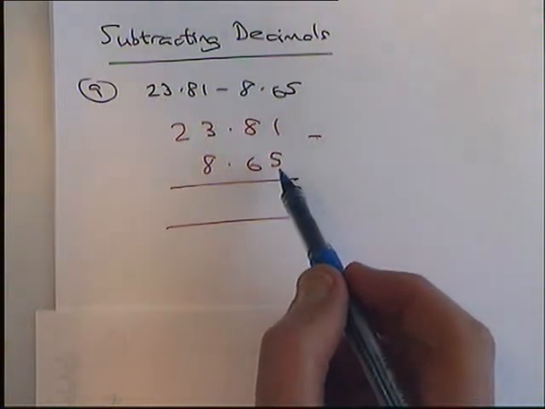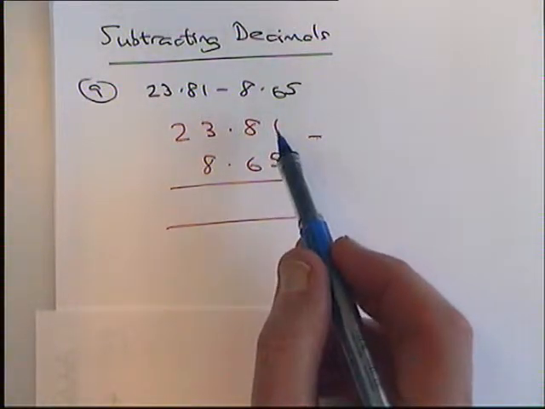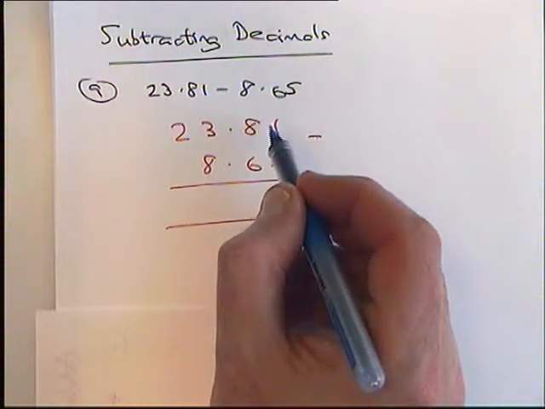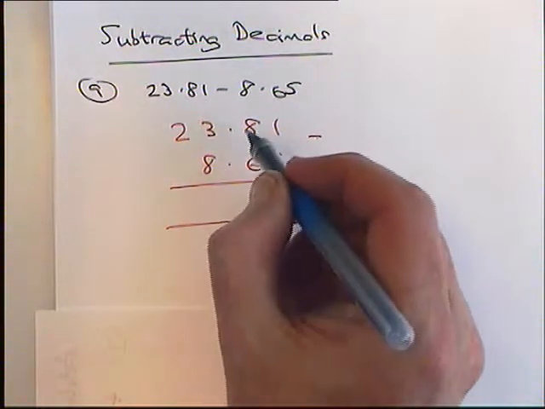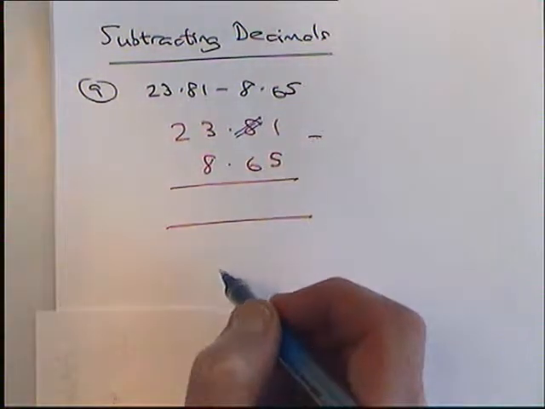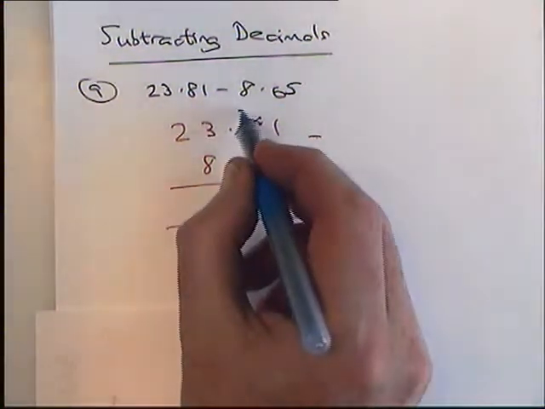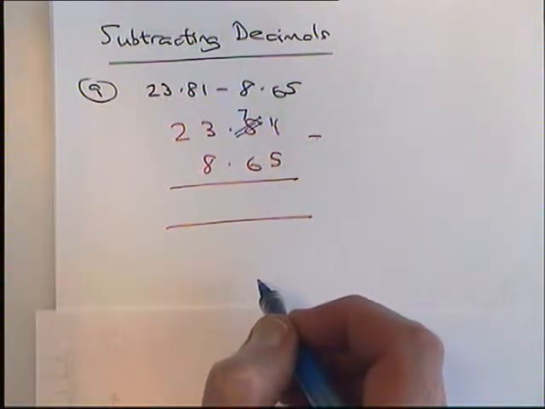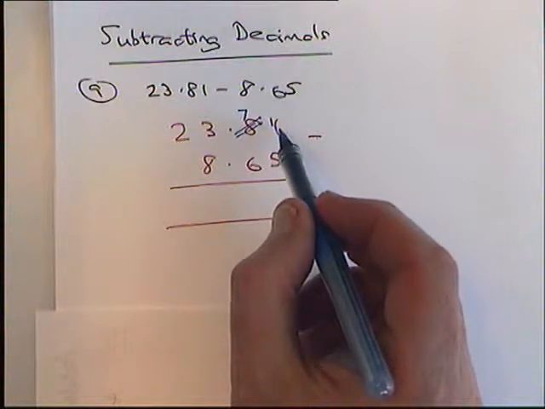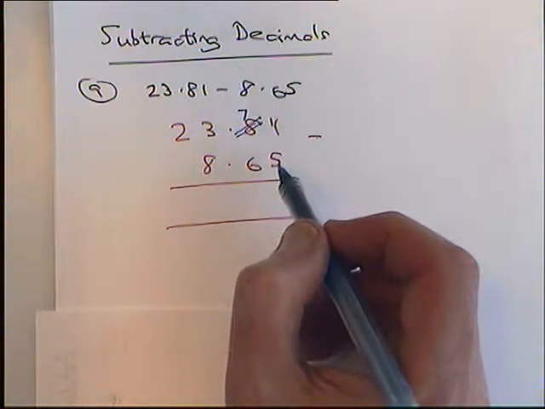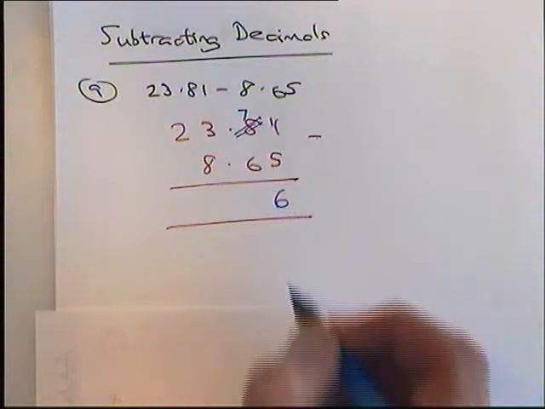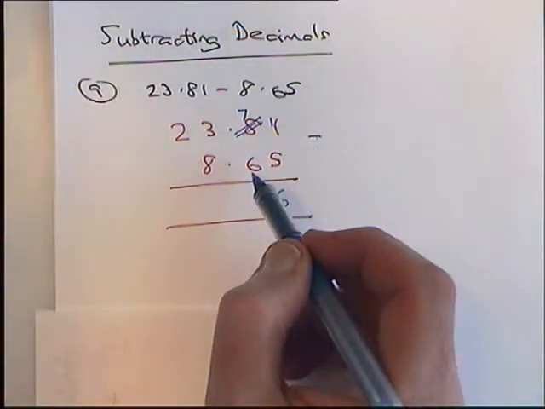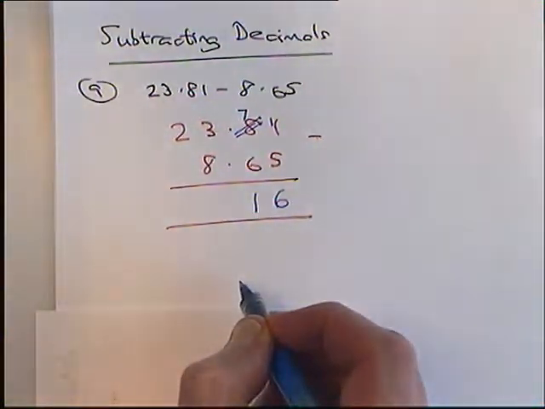1 take away 5. Now you cannot take 5 away from 1, so you have to borrow. You borrow 1 from the number on the top row over to the left, so this one here. So I scrub the 8 out and I reduce it by 1, so it's no longer an 8 but a 7, and the one I've borrowed I put here. So this is now reading as 11 take away 5, and I can take 5 away from 11. I get an answer of 6. The next column is now 7 take away 6, which is 1.